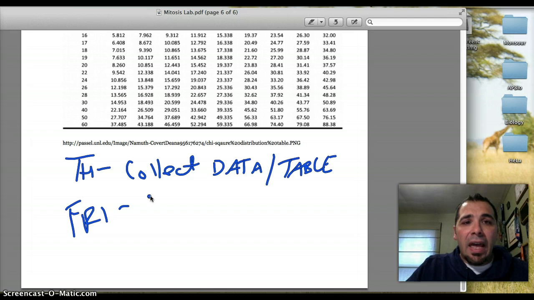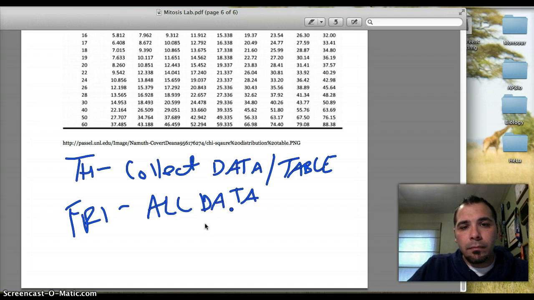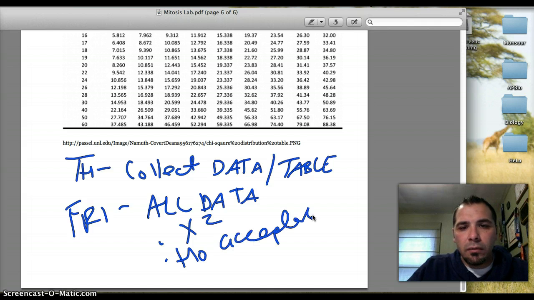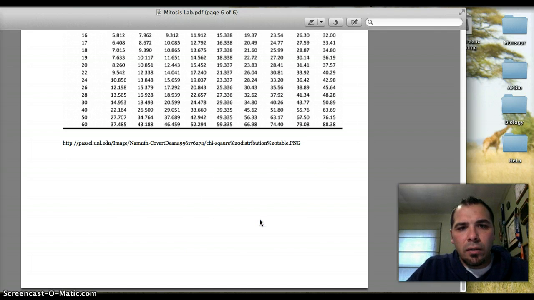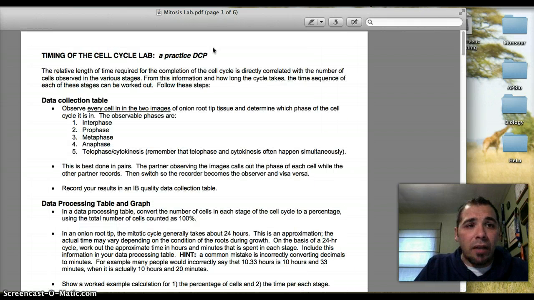Friday, you need to have all of the data collected, all data. You need your chi-square done. I need to see whether your null hypothesis is accepted or rejected. Okay? Get those two things done and you'll be good. And then there is another activity I have planned. So that's all you have to do.